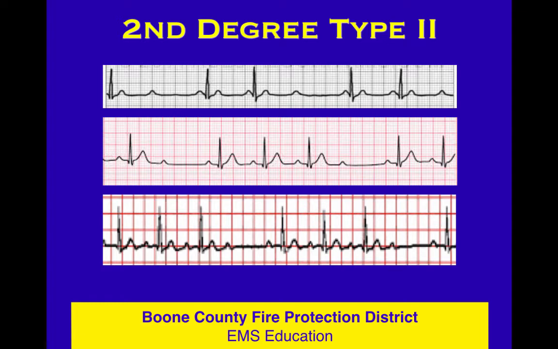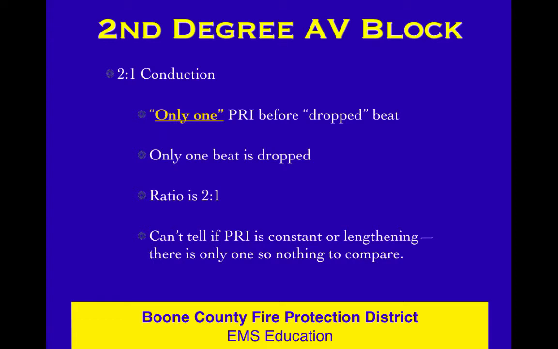And so you look at that dropped beat, and you look backwards and you see a PRI, and you look forwards and you see a PRI, and they're the same. If this were a type 1, right there at the dropped beat, you would look backwards and see a long PRI, look forwards and see a normal, much shorter PRI, and you look at all the PRIs and they're lengthening, and you say, okay, that's type 1. Type 1 can progress to type 2, but type 2 can be bad all on its own and go to a third degree in a pretty big hurry.